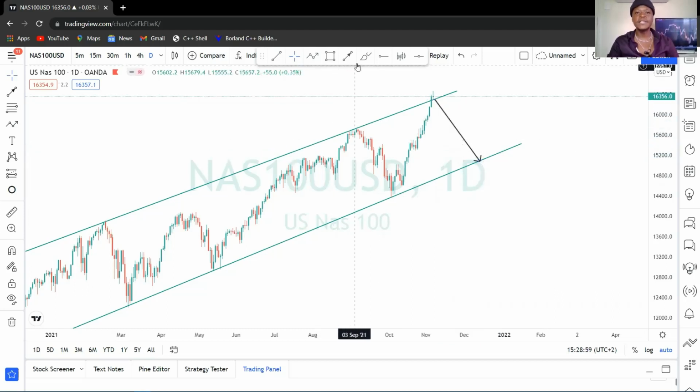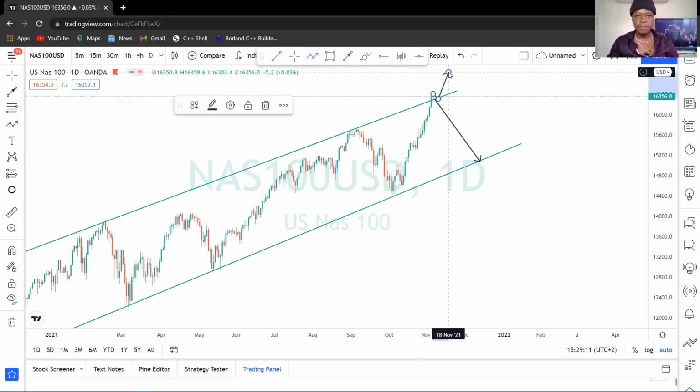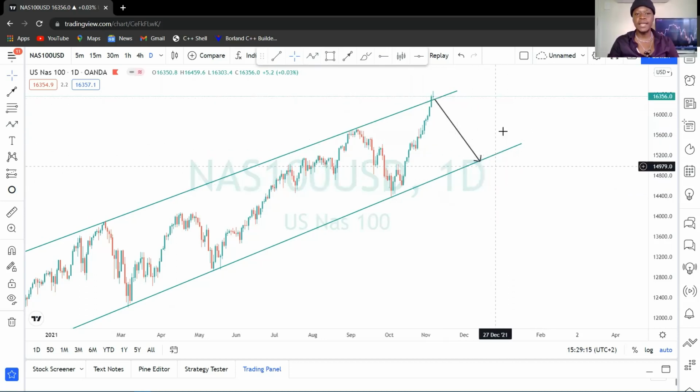If this doesn't play out, we're going to see something like a retest on our resistance trend line, but the odds are low for us to print something like this. I'm expecting, I'm looking at Nasdaq to come and print something like this.